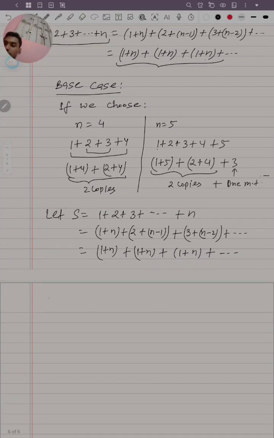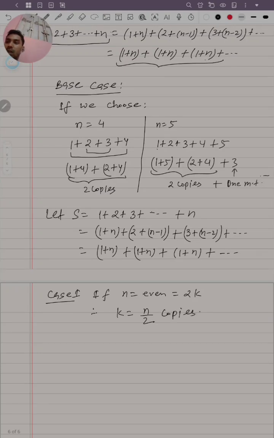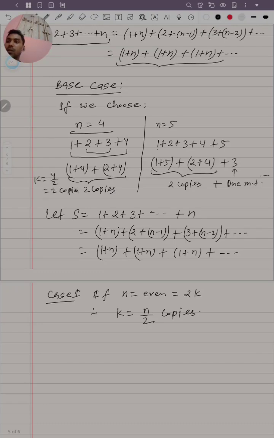So case 1, if n is even, that is a multiple of 2, therefore k is n by 2 copies, just like this. If we choose n as 4, therefore my k is n by 2, therefore 2 copies. Okay.